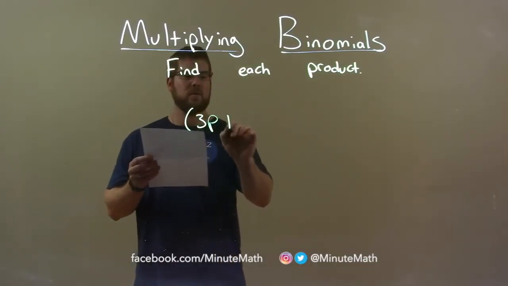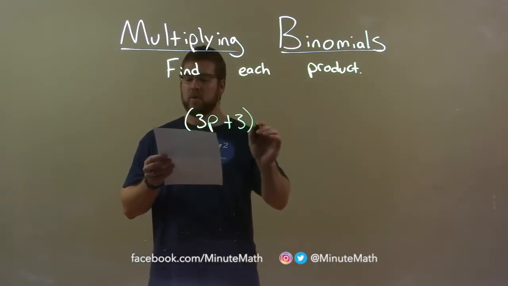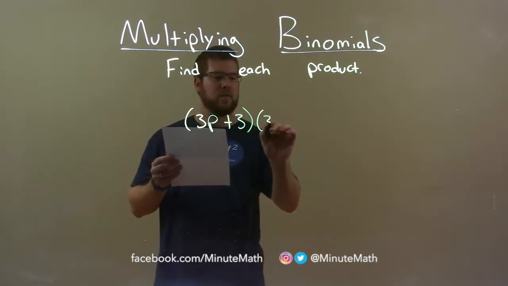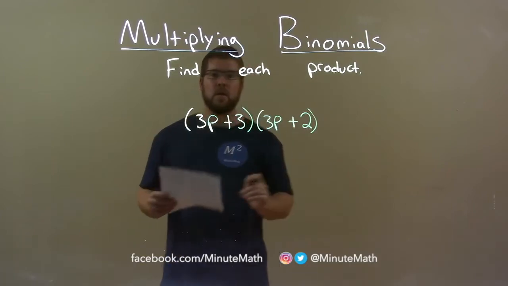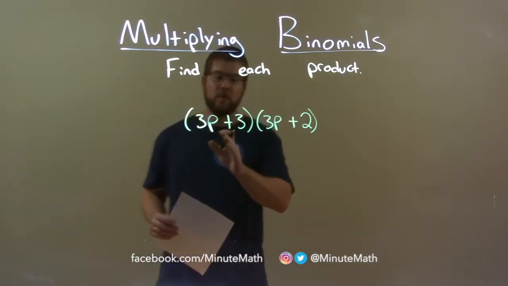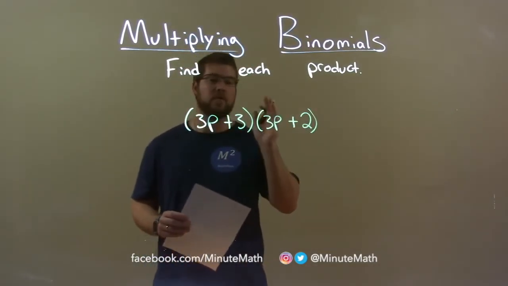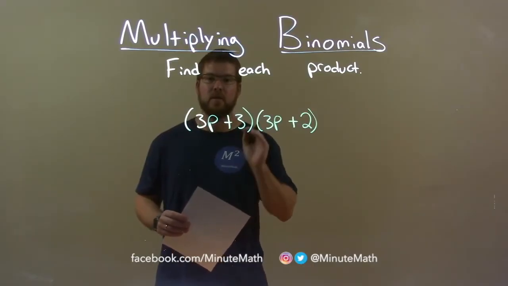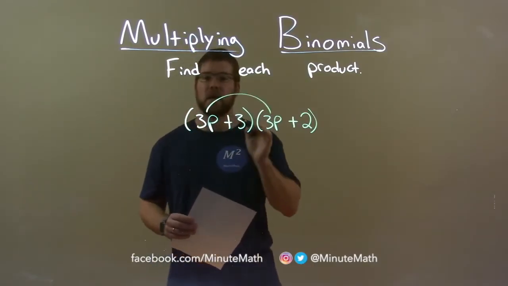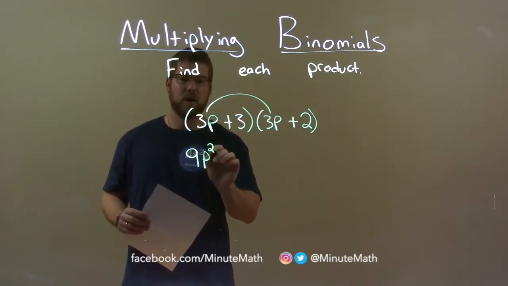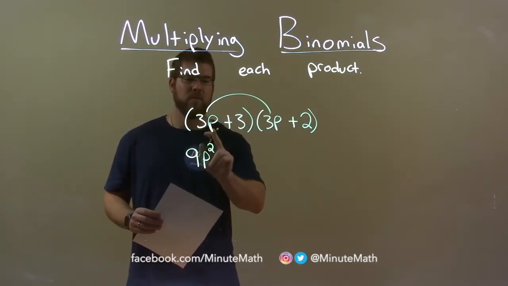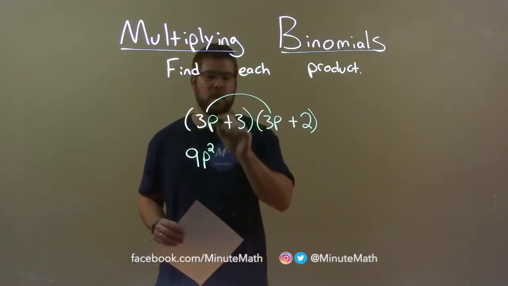3p plus 3 multiplied by 3p plus 2. We want to take all parts of our first parenthesis and multiply by all parts of our second parenthesis. So 3p times 3p becomes a 9p squared. 3 times 3 is 9, and p times p is p squared.